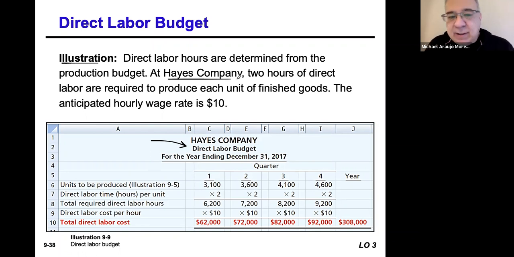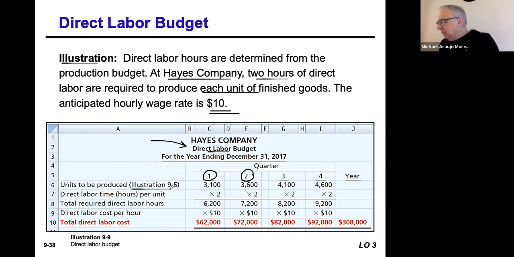We're still at Hayes Company. You're probably getting used to that company by now. Here we need 2 hours of direct labor to produce 1 unit, and the wage per hour is $10 an hour. The direct labor budget is based on what we're going to be producing every quarter, right? So we have to go back to illustration 9.5, which is our production budget, to find out what we're going to be producing.